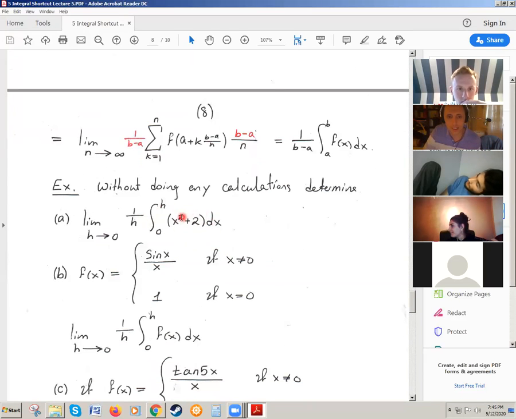So this is again 0. Do you understand why the answer is 2? Because essentially it's like 0 squared plus 2 near where h is small. That's the average. Okay. Next question is B. What's the average for sine x over x?